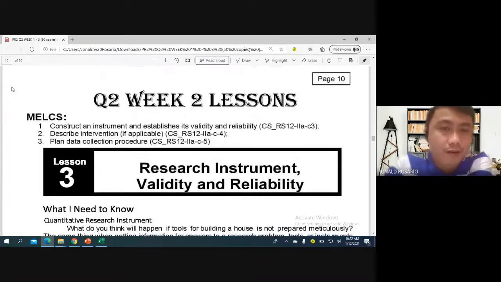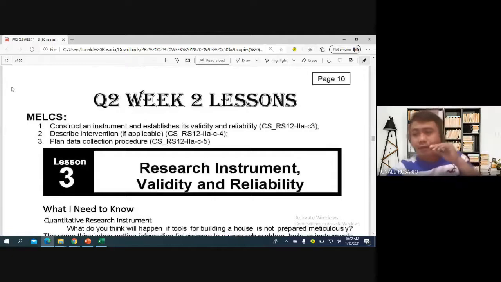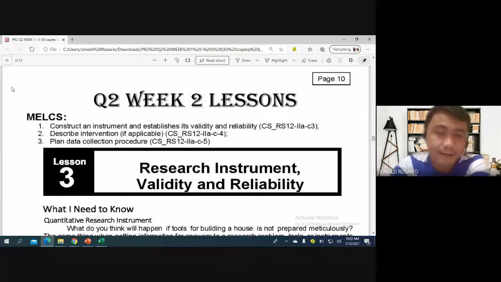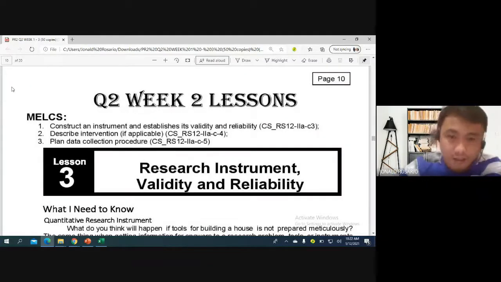Yan, so yan na yung material na gagamitin ko para at least nabasa nyo na and mag-jive tayo ng materials na ginagamit. Okay, so we are now on the Q2 week 2 lessons.